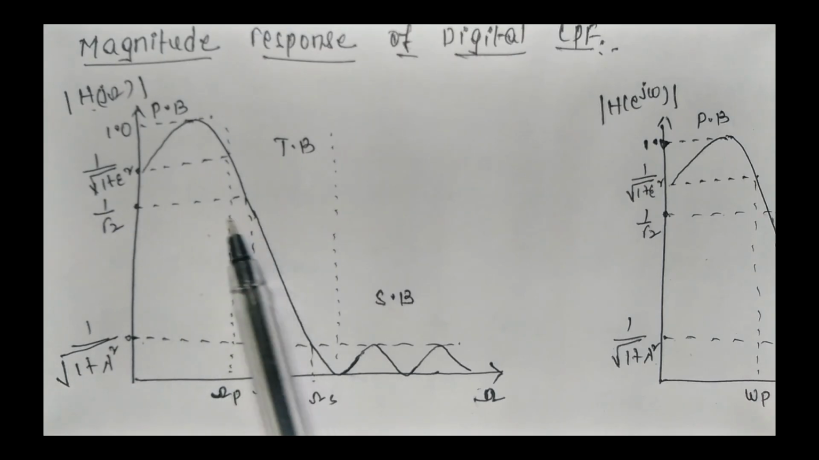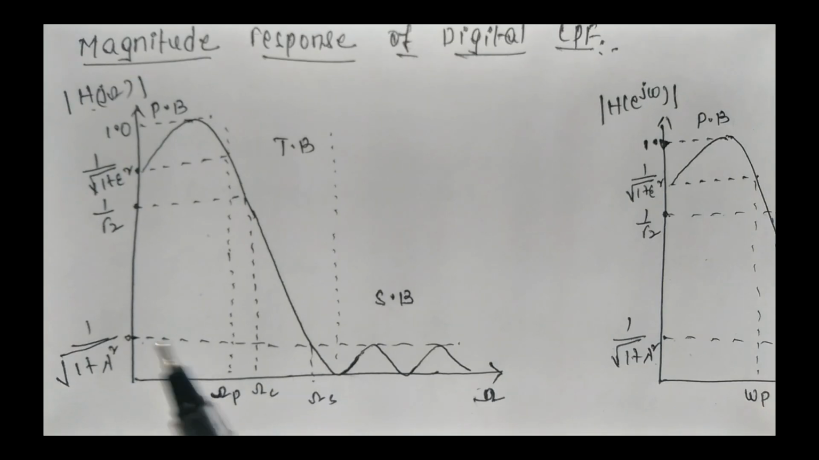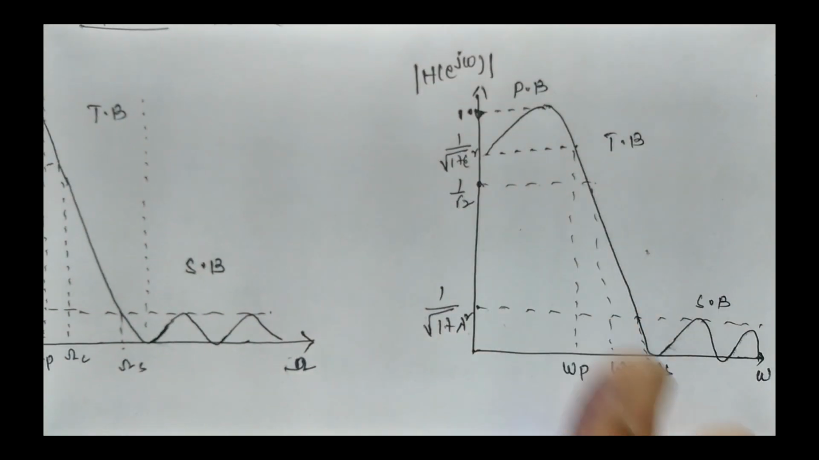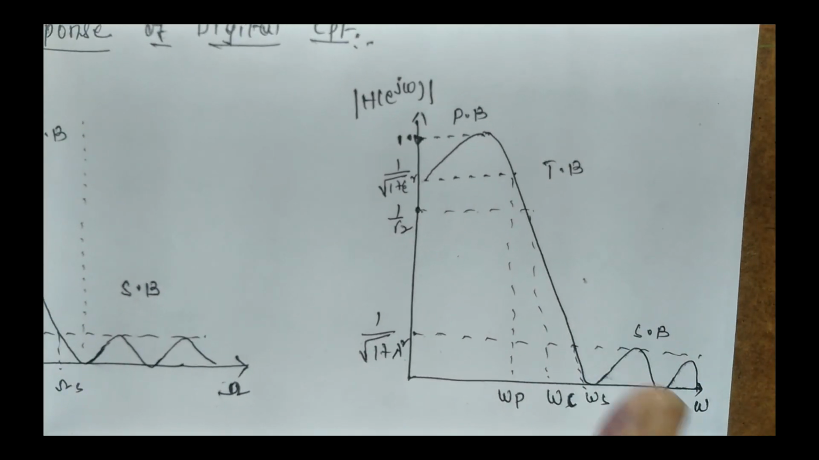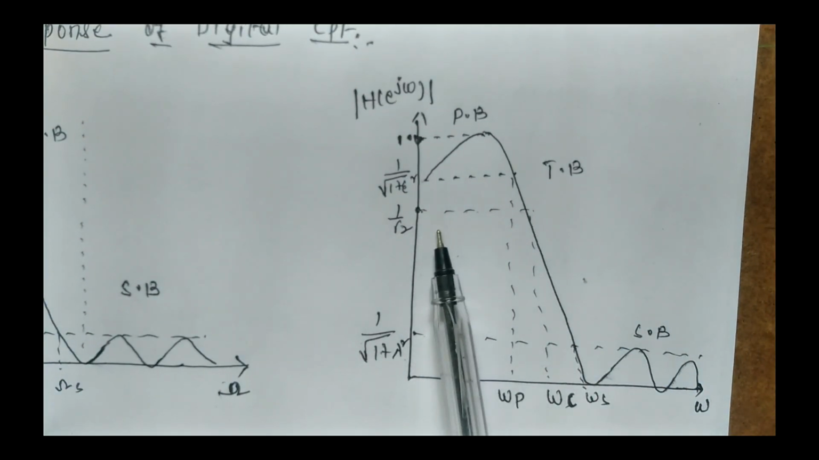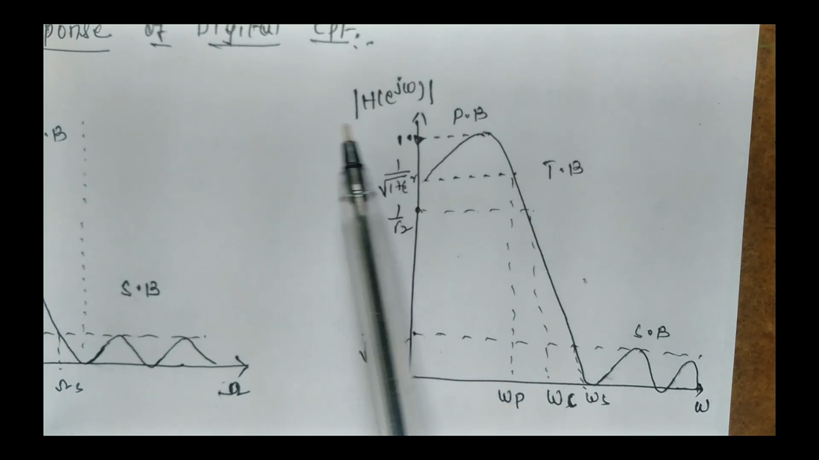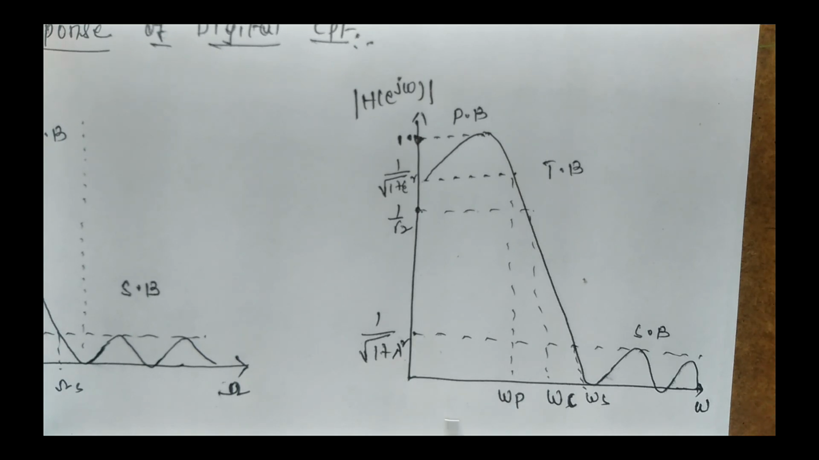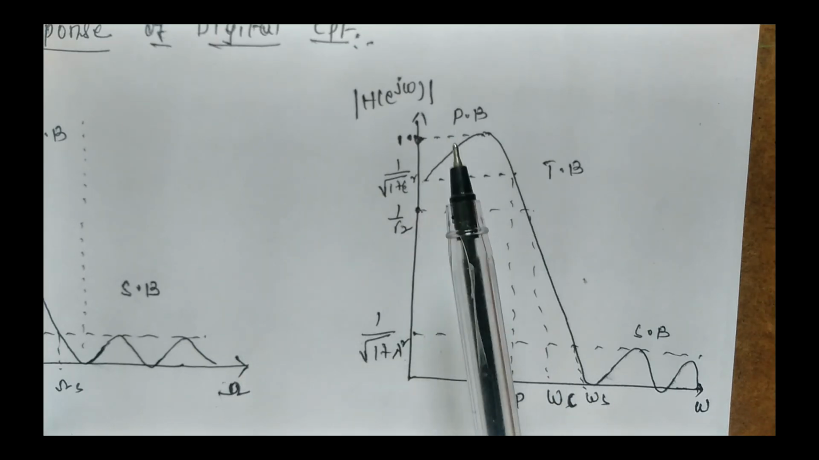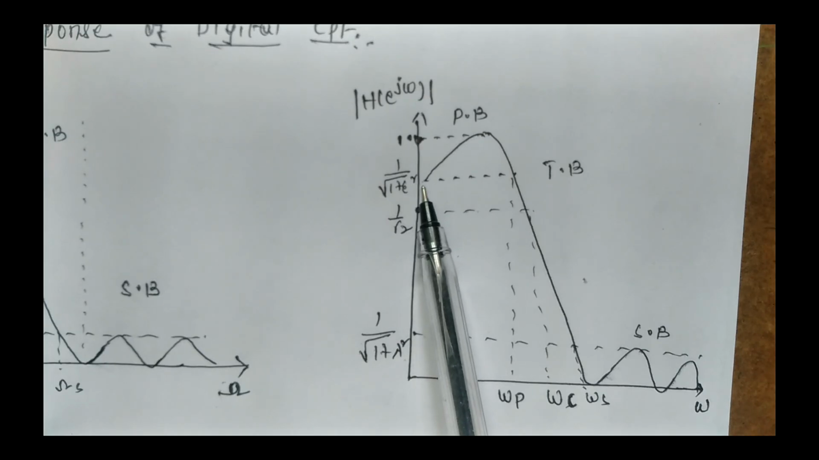Omega p is nothing but the pass band frequency, omega c is the cutoff frequency, and omega s is the stop band frequency. The same will be applicable here also, because this is the same response. The response will be the same, only the representation is different. So here you are representing the entire thing in digital. This is the pass band frequency in digital, omega p, this is the stop band frequency in digital, omega s, omega c is the cutoff frequency.